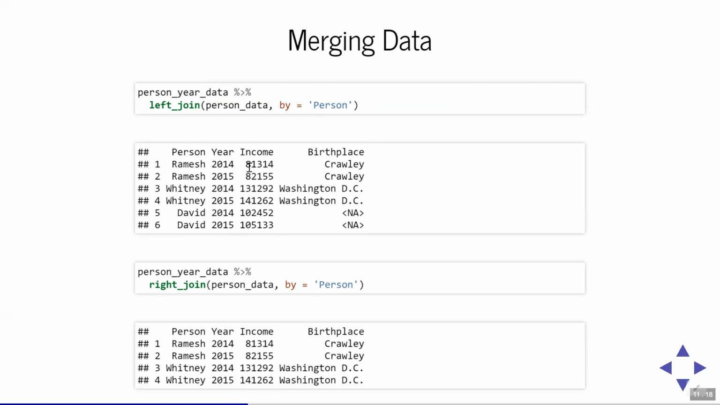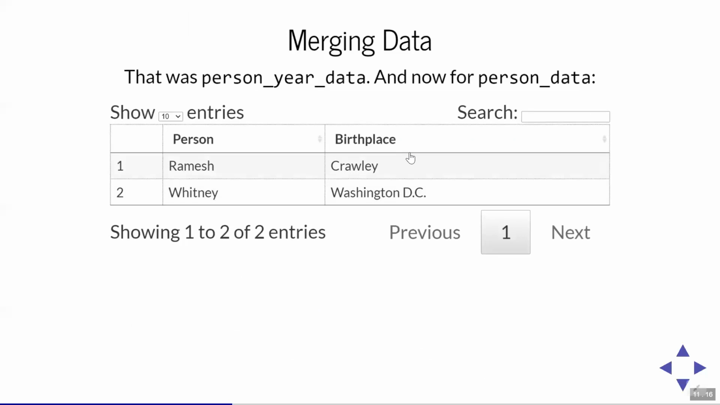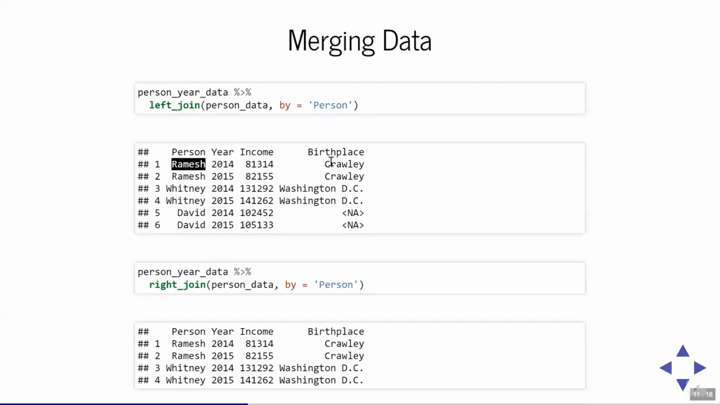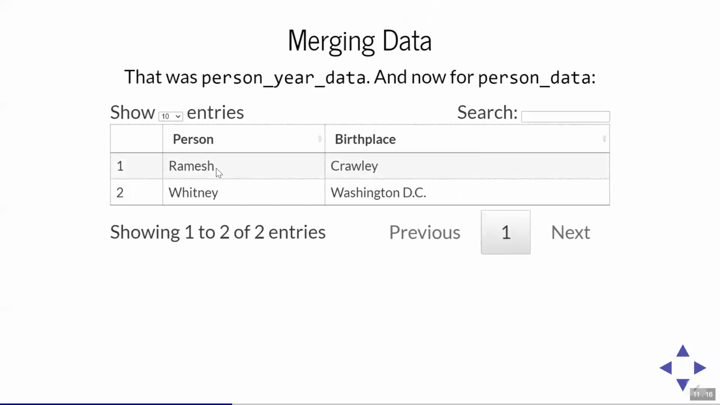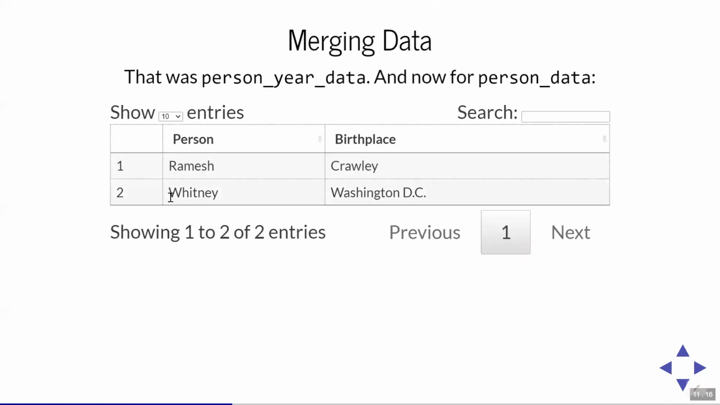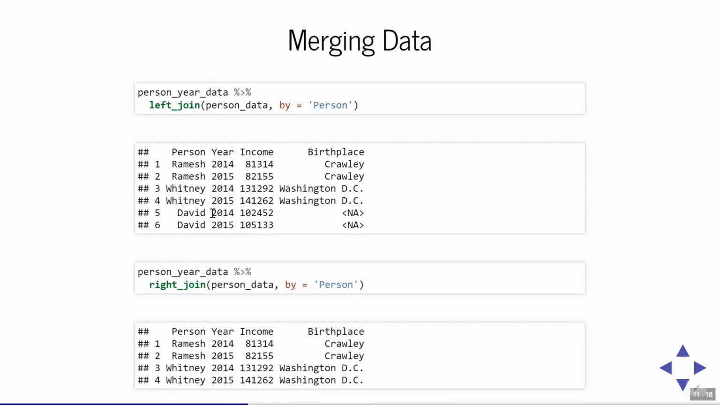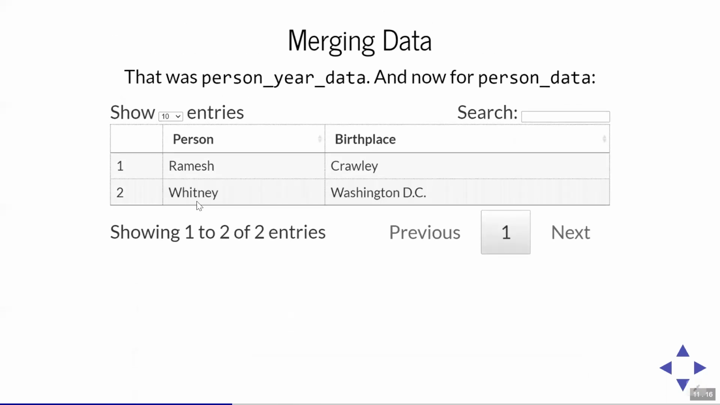Then we wanted to bring in the birthplace data. So what it did is it went row by row. It said, okay, here's Ramesh in 2014, and I'm looking at person as my key variable. That links up to Ramesh who is born in Crawley. So boom, Ramesh gets Crawley. Here's the next row, also Ramesh. Okay, where's Ramesh in this data set? Oh, born in Crawley. Okay, let me fill in Crawley. Here's Whitney. Where's Whitney in this data set? Oh, Washington, D.C. So I'm going to fill in Washington, D.C. Same thing on the next row, Washington, D.C. How about David? Well, if I look back here, there's no David. David's not on this table.